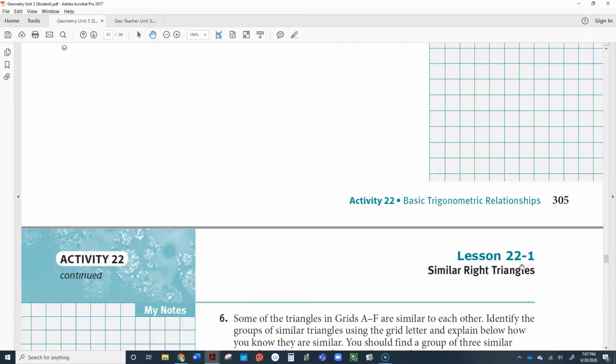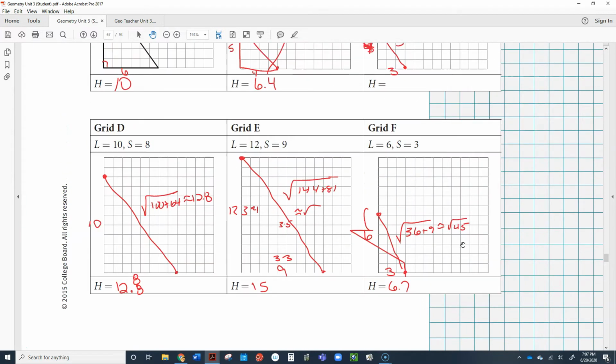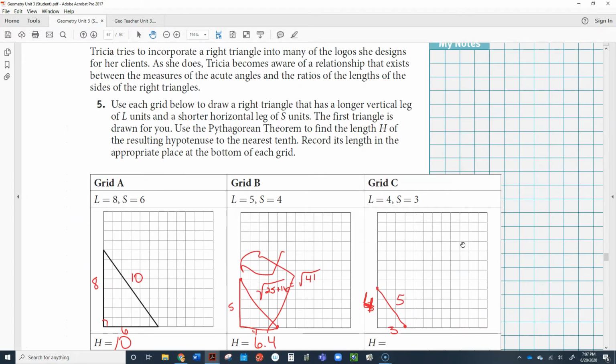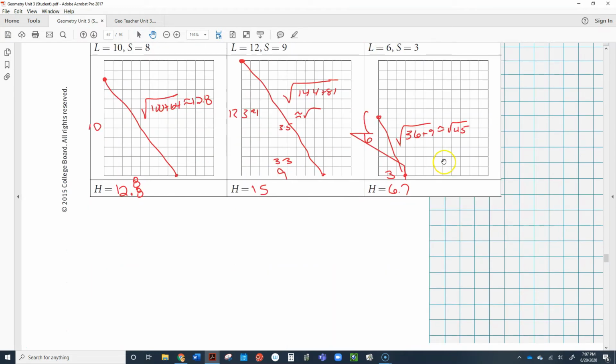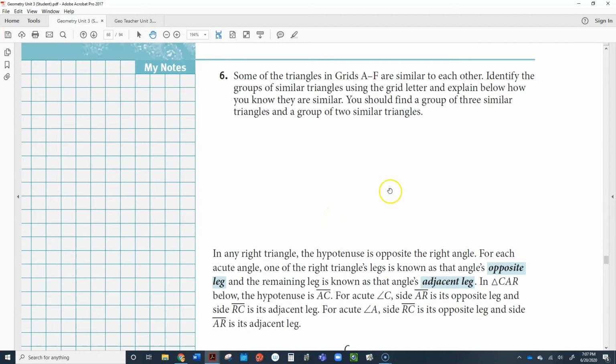All right, I'm going to stop the video. It's been about 10 minutes, and then we'll figure out what they want us to do with these numbers that we have, because all they ask us is to record its length in the appropriate place on the bottom. So we did that. So all we can do now, I'm going to stop the video, and then we'll read these things and see what they want us to do.